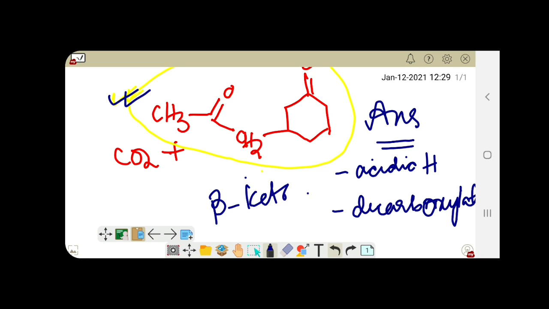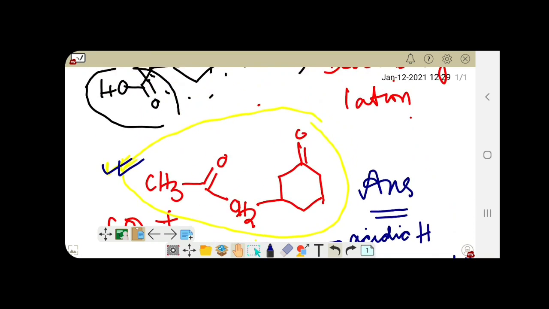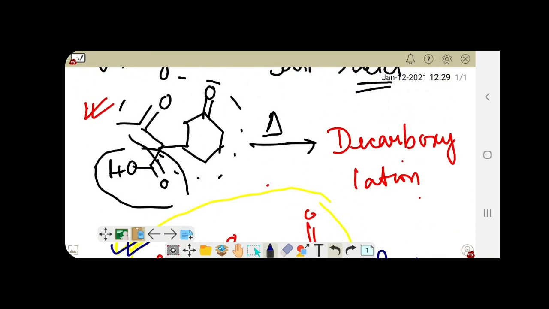So this is a beta keto acid here. If you want to look into the beta position, let me show you. In this case, as you can see, the acid group is here, so the next carbon is the alpha carbon, and the carbon after that is the beta carbon. So in a beta keto acid, when the CO2 leaves, a cyclic intermediate is formed, and that stabilizes the final product here. So on mild heating we get decarboxylation here.